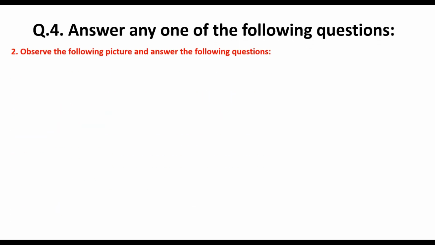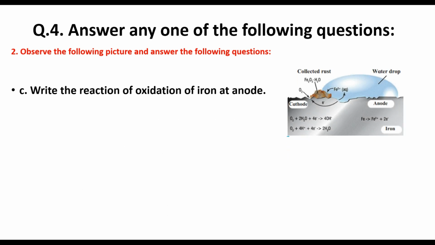Now coming to the third question based on the diagram: write the reaction of oxidation at anode. You should know what is actually anode and what is actually cathode. That's why here I mentioned some steps regarding the anode and cathode. We already learned about oxidation. Oxidation means loss of electrons. Where the loss of electrons takes place is oxidation. And what is an anode? You should know it's an electrode. So which type of electrode is it?